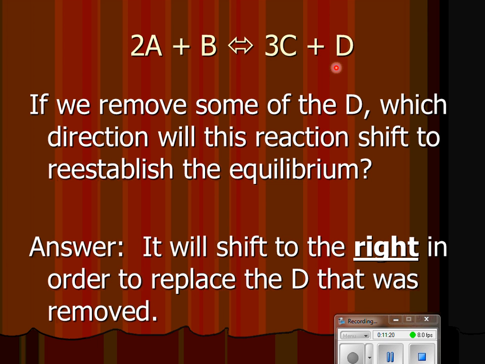So it'll shift to the right. You could also say it shifts forward. You could say it's going to produce more D. It's going to go towards the product side. There's a lot of different ways to state it. But the point is, whatever you say has to infer that D is being increased, that you're going to then try to re-increase it because you removed it. Okay, so that's the idea of concentration.